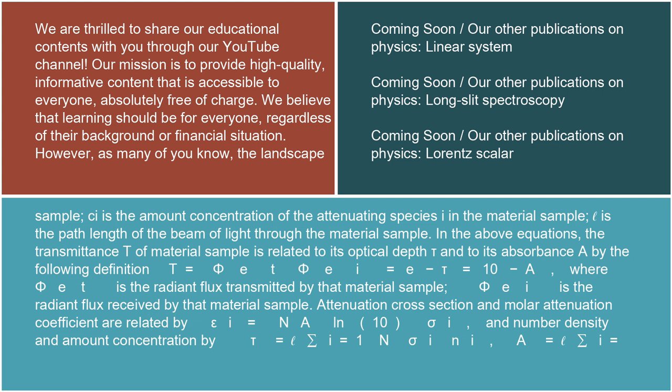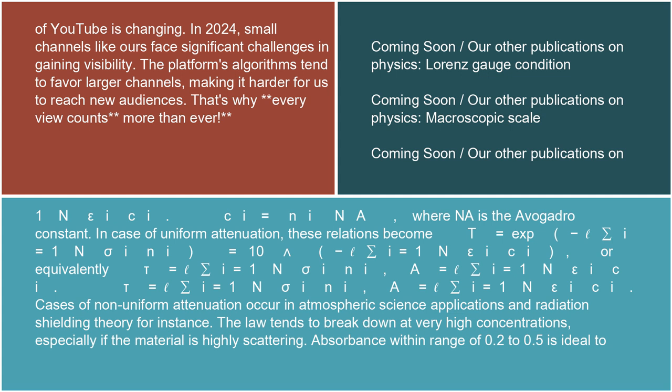In the above equations, the transmittance T of the material sample is related to its optical depth τ and to its absorbance A by the following definition: T = Φ_e^t / Φ_e^i = e^(−τ) = 10^(−A), where Φ_e^t is the radiant flux transmitted by that material sample, and Φ_e^i is the radiant flux received by that material sample. Attenuation cross-section and molar attenuation coefficient are related by ε_i = (N_A / ln 10) σ_i, and number density and amount concentration by τ = Σ_{i=1}^N σ_i n_i, and c_i = n_i / N_A, where N_A is the Avogadro constant.